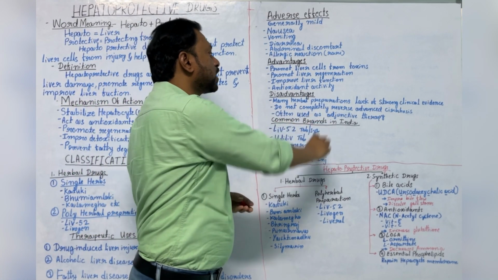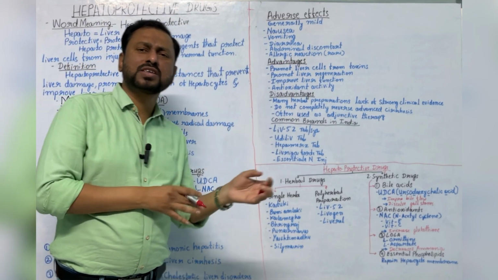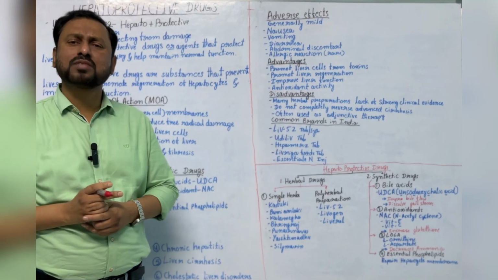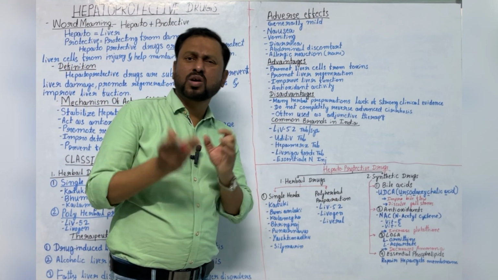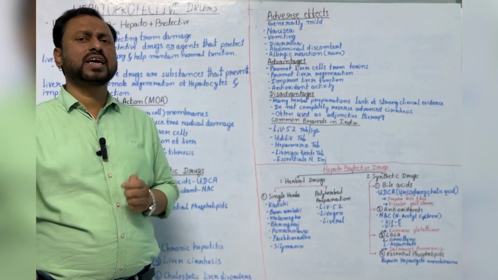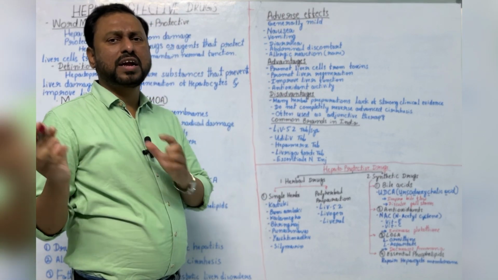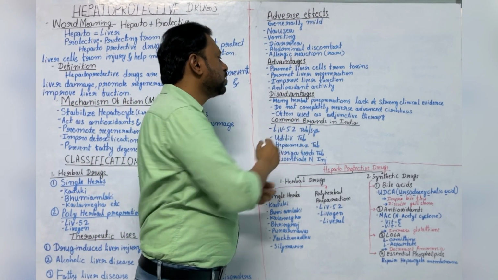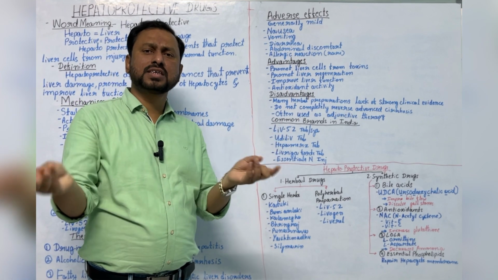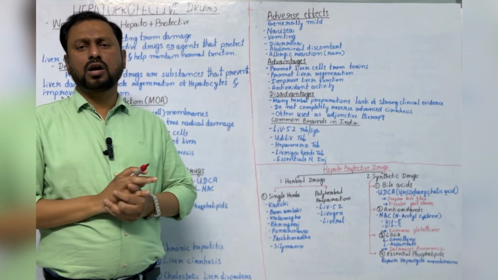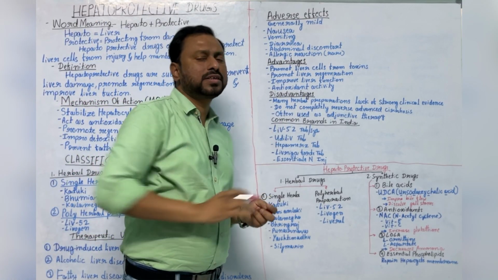The next one is that they do not completely reverse advanced cirrhosis. If the patient is suffering from advanced cirrhosis, it may be 80% or 90% liver damage. In those cases they do not completely reverse it, because in chronic cases it is very difficult. This class of drugs prevents further damage beyond 80 or 90%. Next one is that they are often used as adjuvant therapy. If the main treatment is going on, these drugs are used along with it as supplements, instead of the main drug.